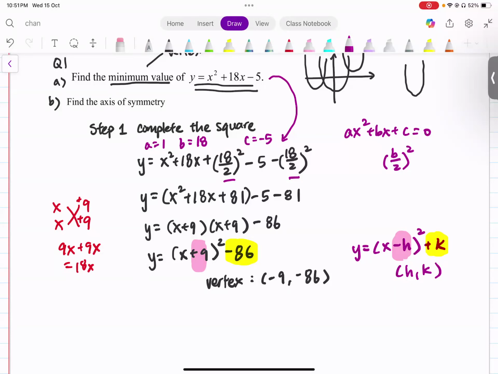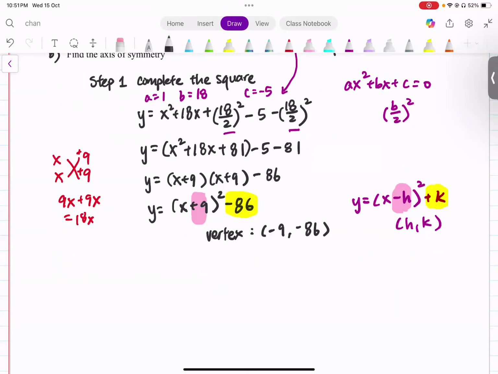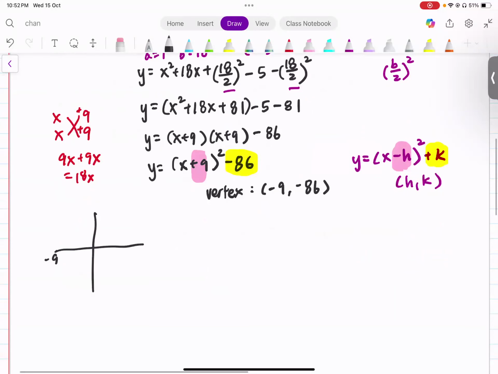And now, if we were to sketch the graph, we know that it is something like this. Negative 9 and negative 86. So negative 9 is here. Negative 86 is somewhere down here. I'll just say that's negative 86. And then it will have a minimum. So something like this.